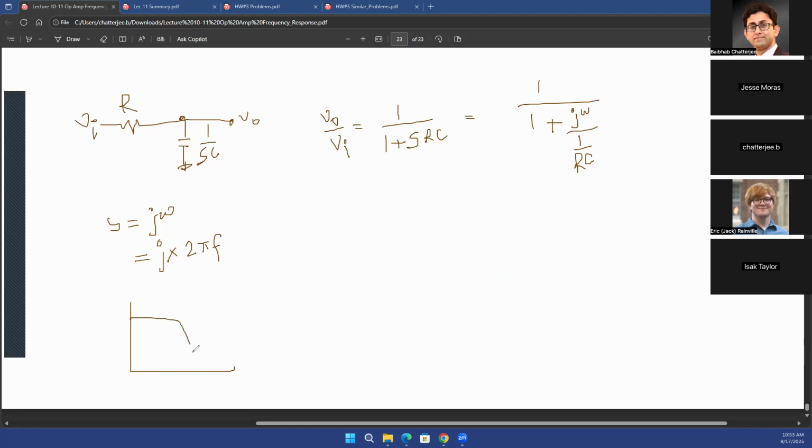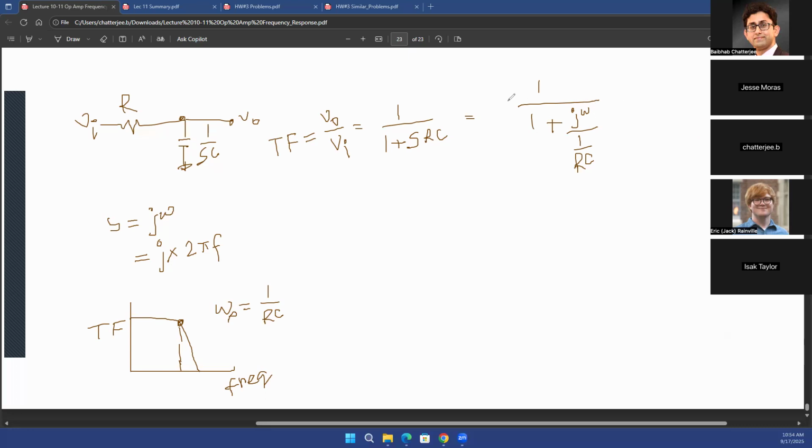Now, for a RC circuit, you also know that there is a pole at omega equal to 1 over RC. So the pole frequency is basically this point, if your x-axis is frequency and y-axis is the transfer function, which is the same as VO over VI. After a certain frequency, the value of the transfer function drops. And that certain frequency is equal to 1 over RC.